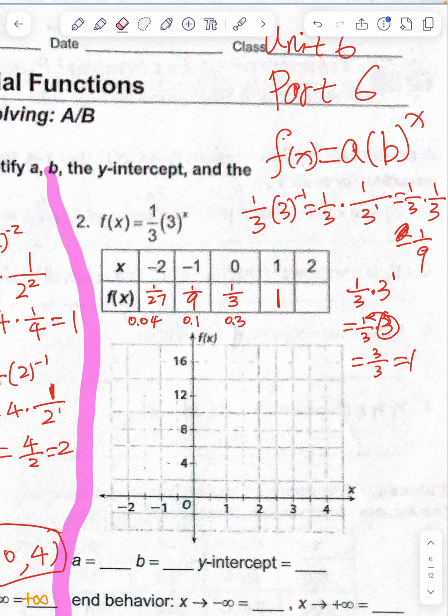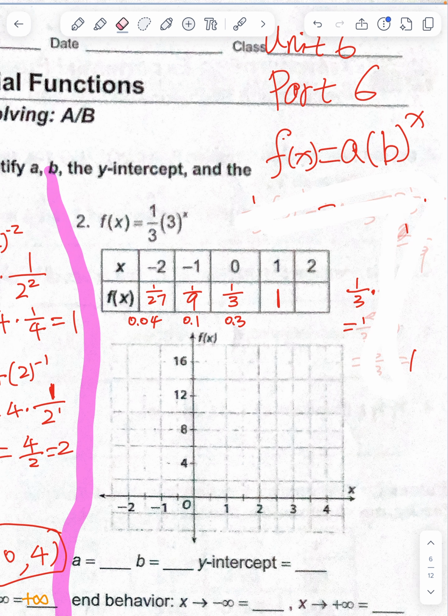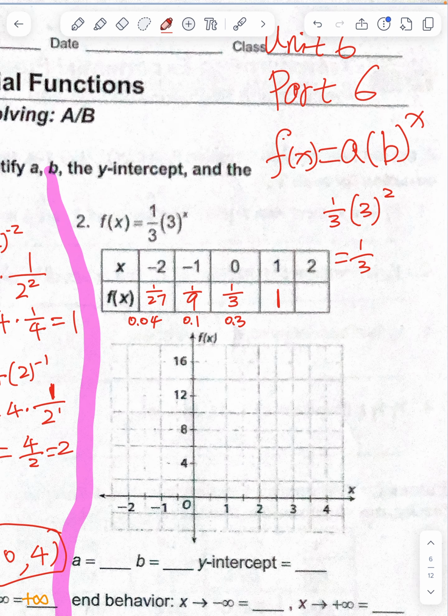All right. Let me erase all this. Okay, next one, the last one. Last point, x equals 2. So 1/3 times 3 raised to the second power. 3 raised to the second power, 3 times 3, that's 9, right? 1/3 times 9. So 9 goes to the top. So 1 times 9 is 9. 9 divided by 3, that's 3.